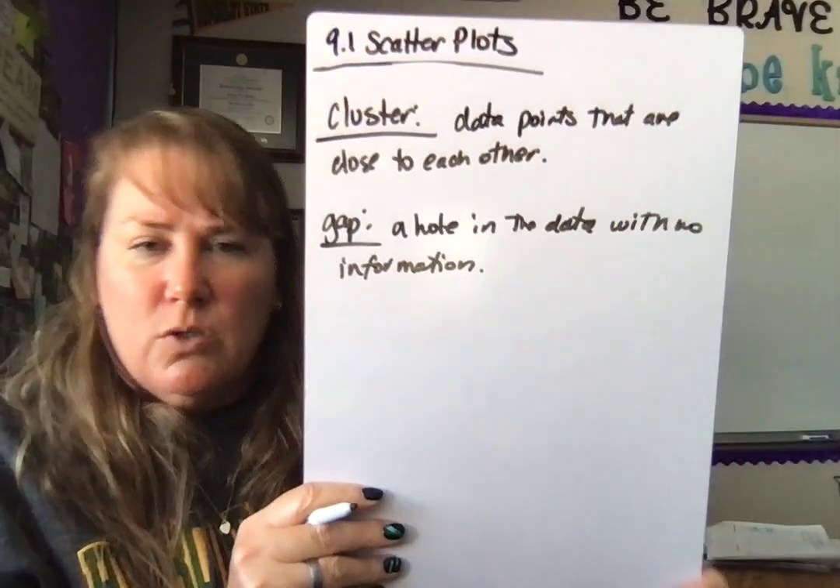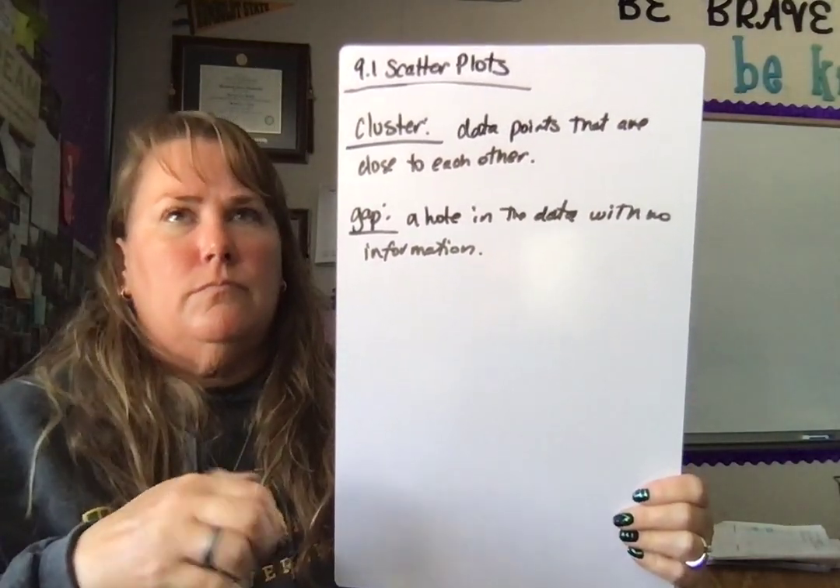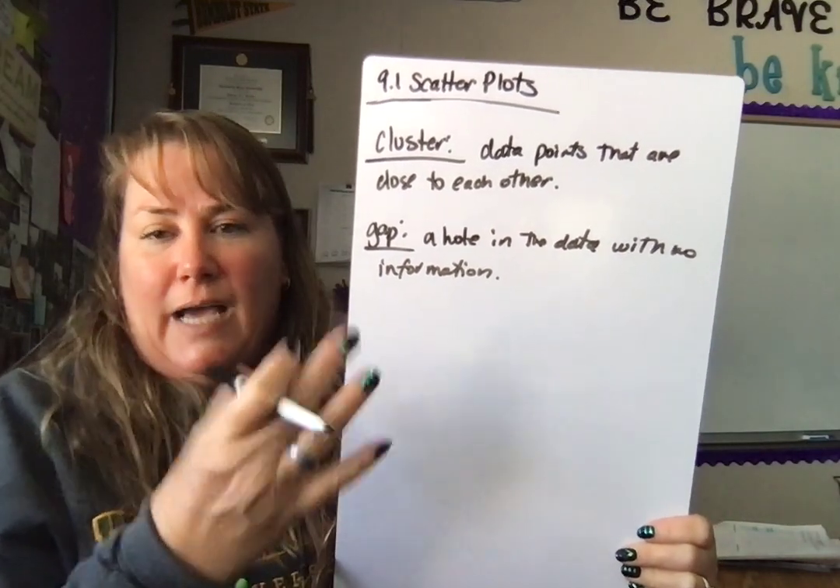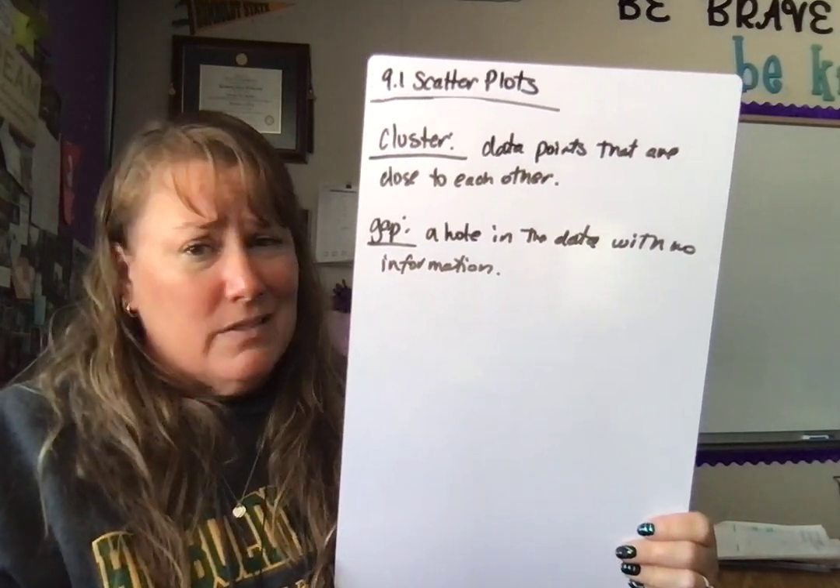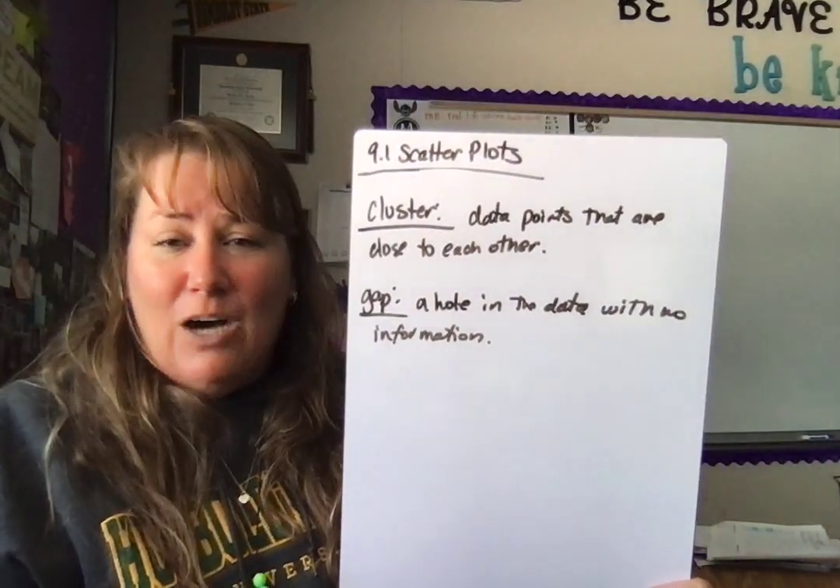You might also hear me say it's a break in the data. There's no data points that are close to anything, so that's why there's a big gap. It looks like just a big white space, to be honest. And then your last one is called an outlier.